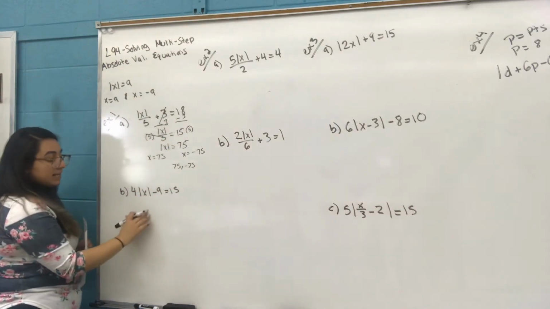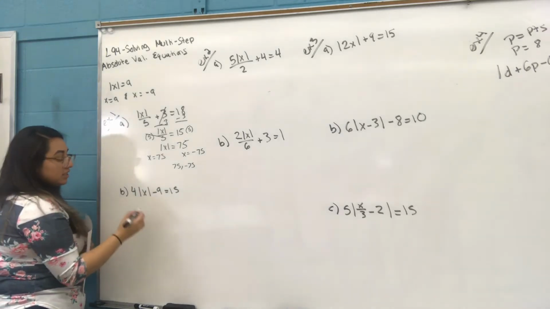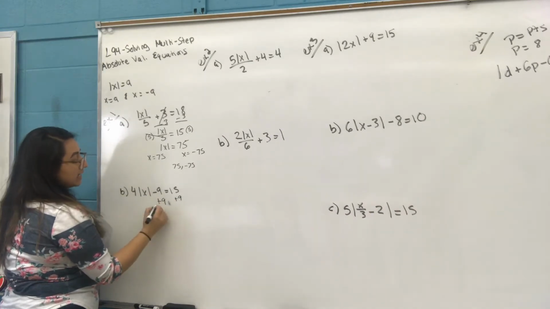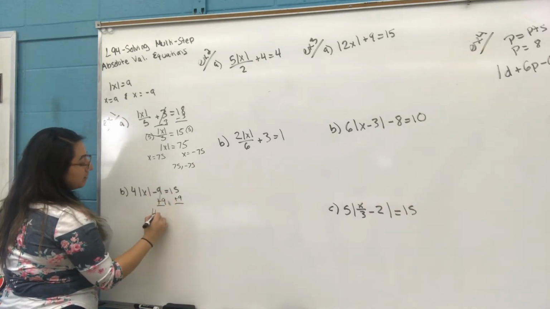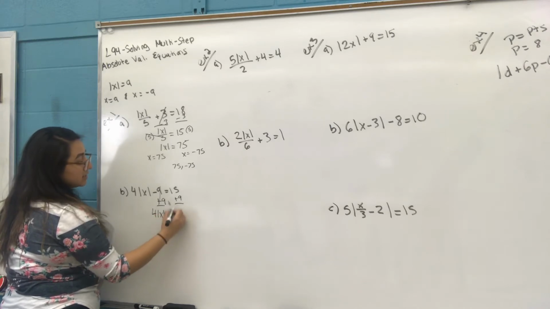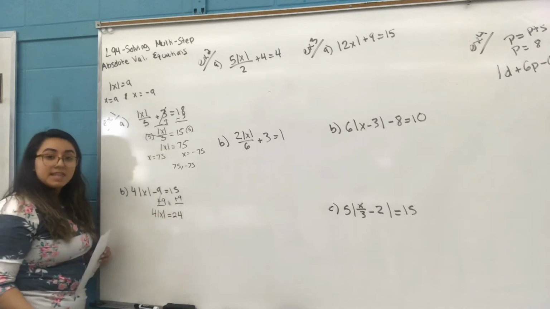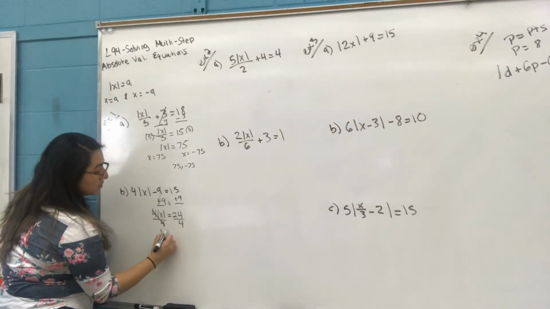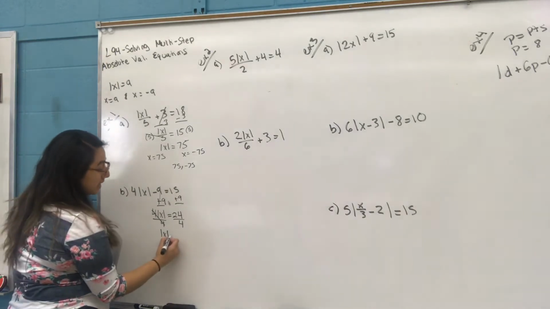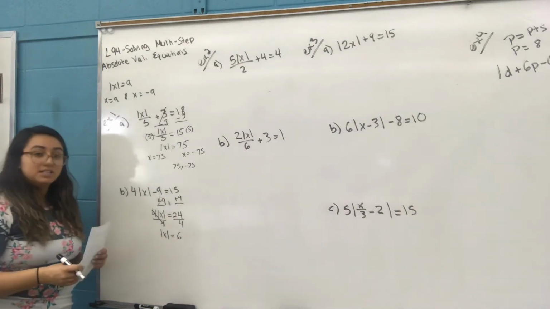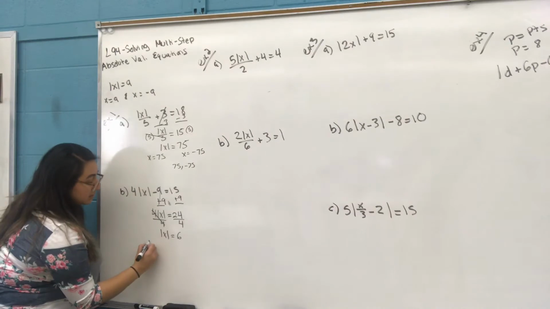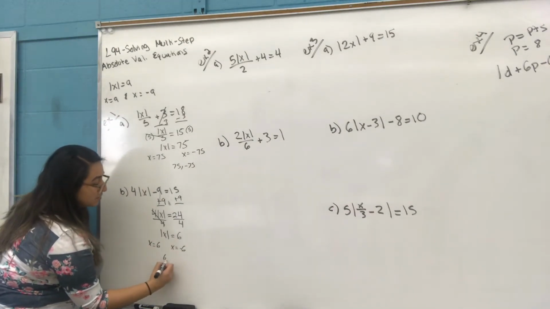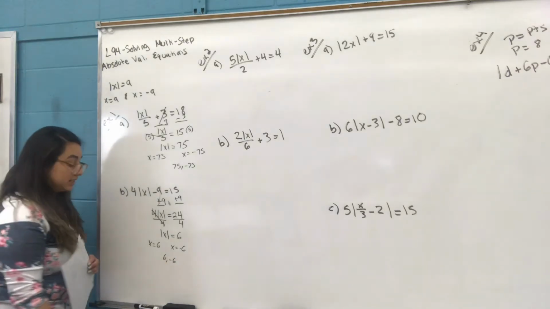B, we have to get the absolute value bracket by itself. So the first thing we do, we always try to add or subtract first. So add 9 to both sides. This cancels out. Now I have 4 times the absolute value of x is equal to 24. Now, to get it by itself, I divide both sides by 4. Remember, you multiply or divide near the end. So now I have the absolute value of x is equal to 6. That's not your answer. You set it equal to your answer and set it equal to the negative answer. So your answers will be 6 and -6.